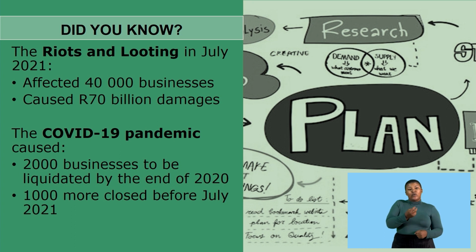where we experienced a level 5 lockdown. By the end of 2020, over 2,000 businesses were liquidated. And by the following year, July 2021, 1,000 more closed. So this is quite exemplary of how something that happens outside of the business can have an impact on the business itself. So these are our lesson objectives for this lesson.